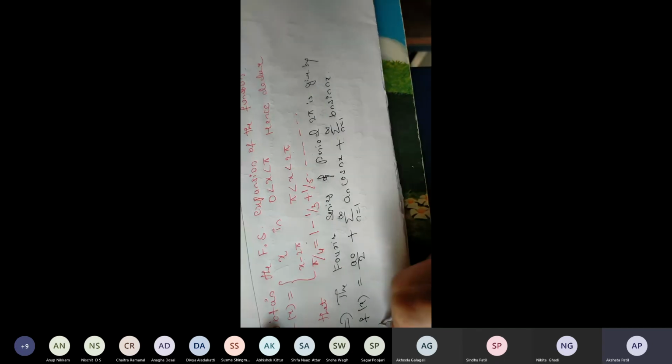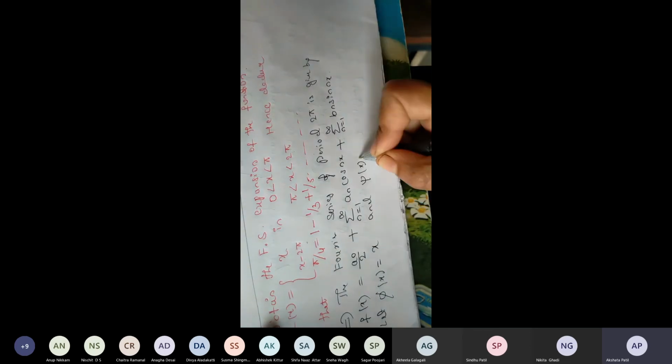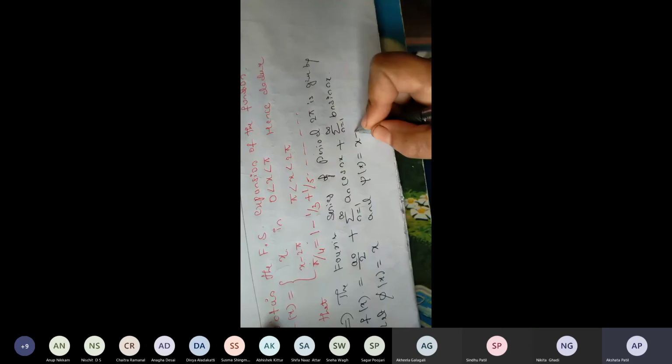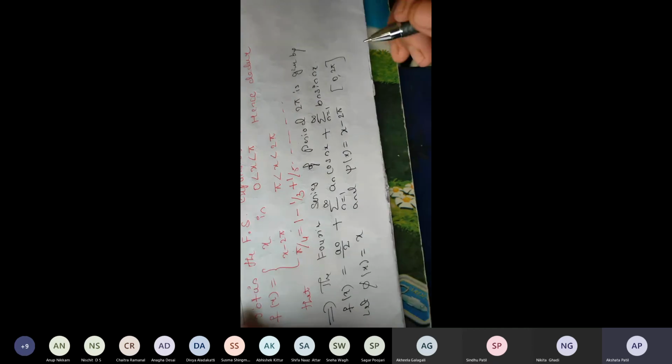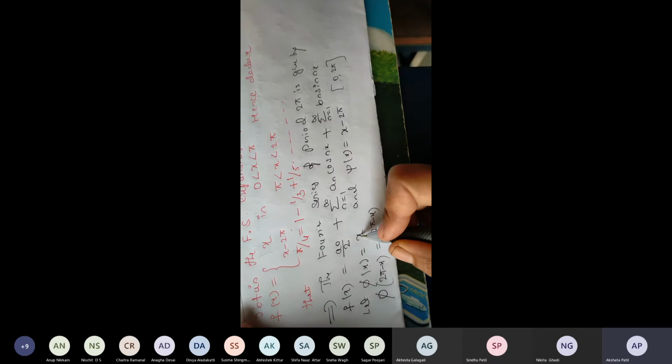So how to check even and odd function? Let phi of x be the first function, which is x, and psi of x the second function, which is x minus 2 pi, in the interval 0 to 2 pi. What we should do is replace x by 2 pi minus x. So we can write phi of 2 pi minus x, which equals, since the function is x here, 2 pi minus x.